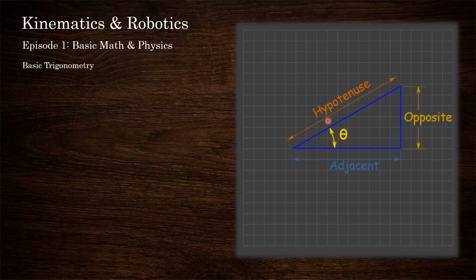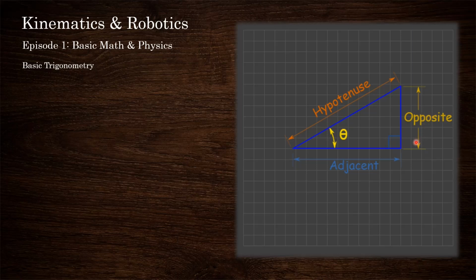The angle marked here as theta is the angle between the hypotenuse and one of the sides, and here it's the adjacent side because it is adjacent to the hypotenuse here. And the side that is opposite to the angle theta is called the opposite side, aptly named so.